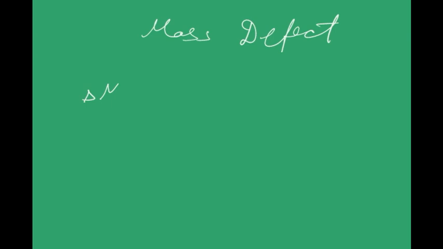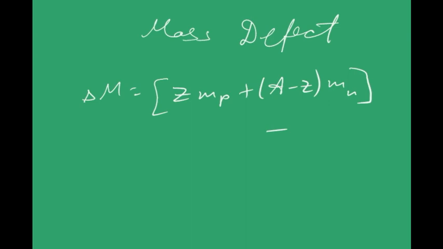So the mass defect Δm is given by the mass of protons, that is the atomic number into the mass of one proton, plus the mass of neutrons, that is the total number of neutrons into the mass of each neutron, which is the expected mass, minus the observed experimental mass. So this is how you calculate mass defect. Well, why am I interested in this? Because my mass is found to be less.